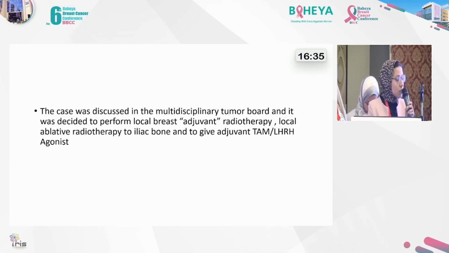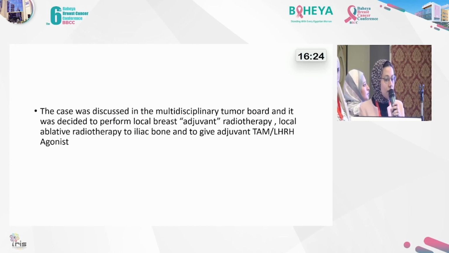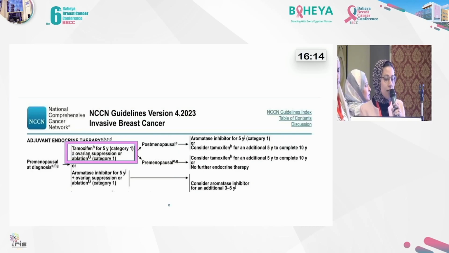The case was discussed again by the multidisciplinary team, and we decided to give local breast radiotherapy as adjuvant, local ablative radiotherapy to the iliac bone, and to give adjuvant hormonal treatment in the form of tamoxifen plus LHRH agonist, according to NCCN guidelines in April 2023, which mentioned tamoxifen plus Zoladex as adjuvant.